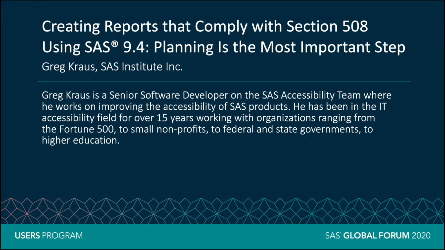I'm a developer on the accessibility team at SAS, and today I want to talk to you about creating reports that comply with Section 508 using SAS 9.4 and how planning is the most important step. A lot of times when people give me reports and ask me, how do I make this accessible? A lot of times there have been a lot of decisions already made that make making the report accessible very difficult. And so I want to talk to you about some of those things you need to think about beforehand as you're starting to think about how to create your report in order to make the process of making it an accessible report that meets Section 508 guidelines easier.